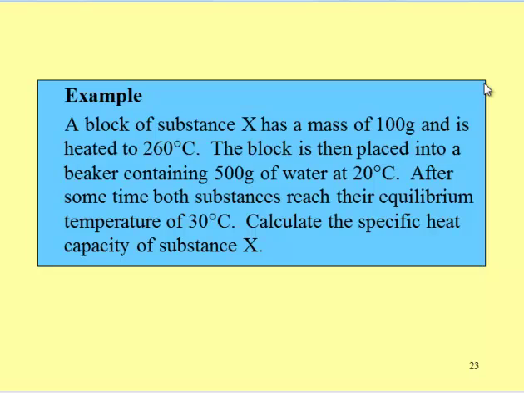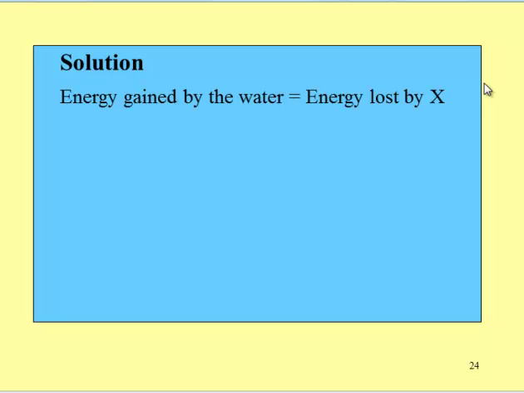So the idea in this situation is I have a hot object which I'm transferring my energy from, that hot object into the water. So the idea is that the energy transferred out of my hot block is going to be the same as the amount of energy gained by the water. And that's the essence of this question. So here, energy gained by the water is going to be equal to the energy lost by X. So this is another way of calculating the specific heat capacity.